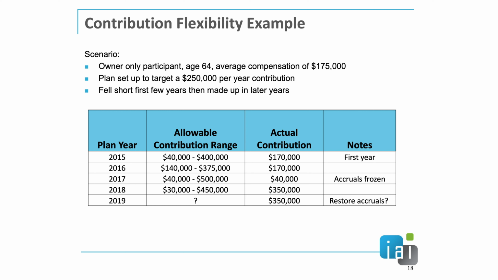In the third year, however, he really needed to reduce the contribution, so we froze the accruals in that year to manage this contribution. But in the last couple of years, 2018 and 19, he was able to make up for lost time by putting in $350,000 contributions for those years and get back on track. Again, lots of tools in our belt for managing a contribution to keep things within an acceptable level for the business owner.